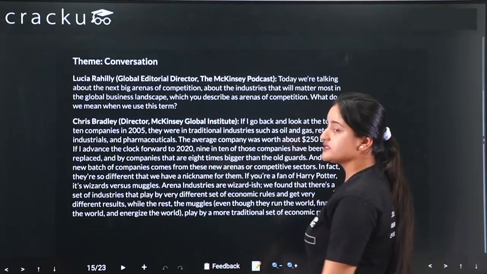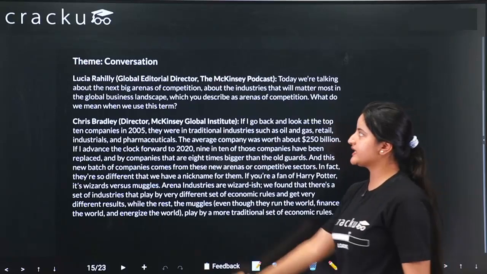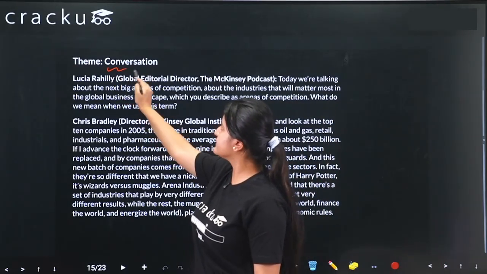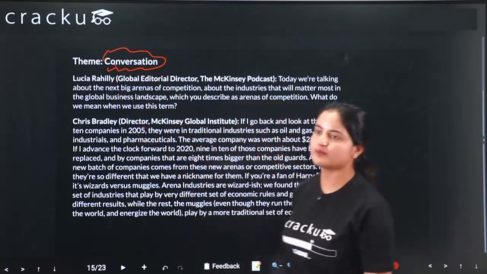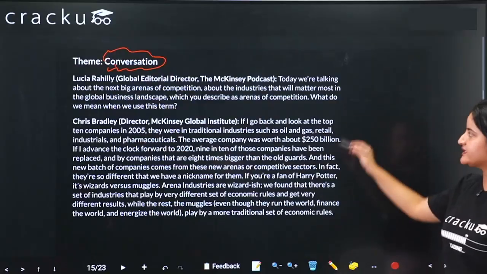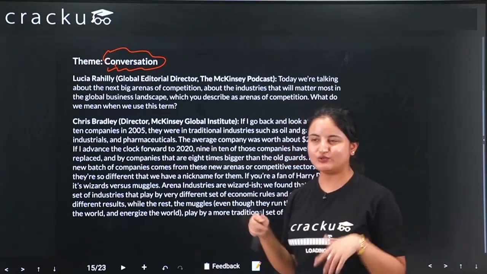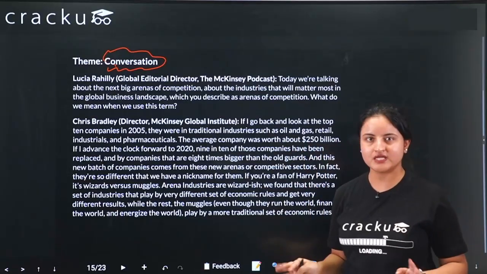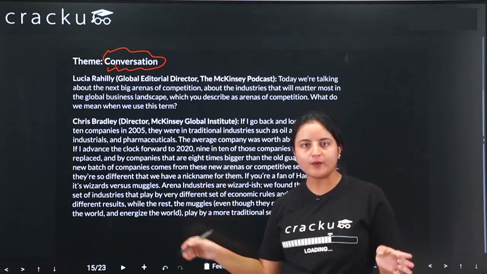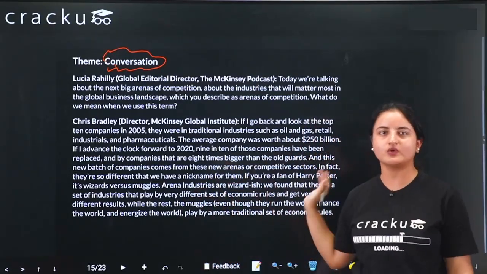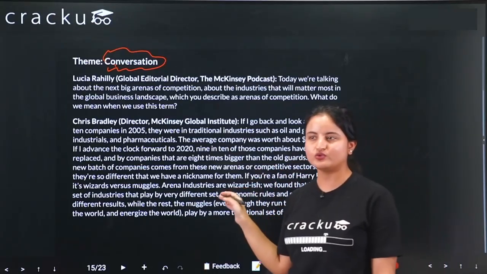Now, recently we have observed that these conversation type questions also show up, right? What are these questions and how can we solve them? They are a part of RC only. We don't have to overcomplicate things. Our techniques of S.T.O.P and elimination work here also. So there's no issue to stress about it.